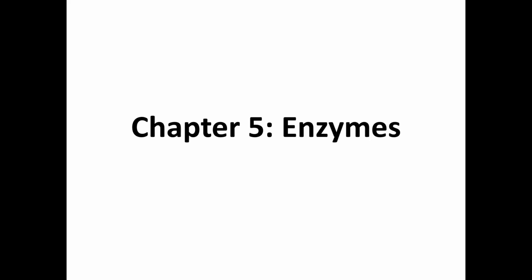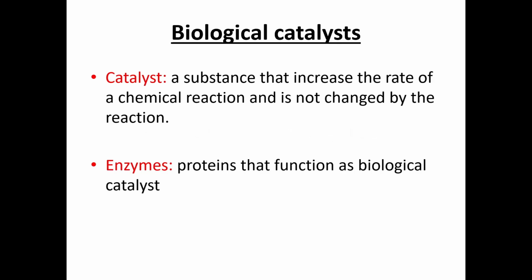So today will be chapter 5, which is enzymes. Okay, so first thing about enzymes, they are all linked to catalysts, or we can also call them biological catalysts. A catalyst is a substance that increases the rate of a chemical reaction and is not changed by the reaction itself. Enzymes are made of proteins, which function as biological catalysts. Remember that a catalyst only speeds up a reaction, but it remains chemically unchanged at the end of the reaction. So this is what you have to know.